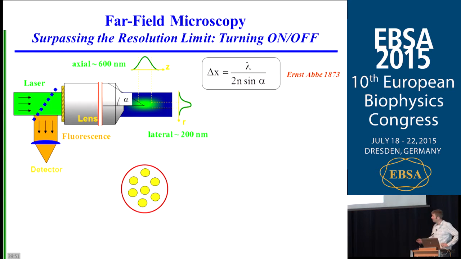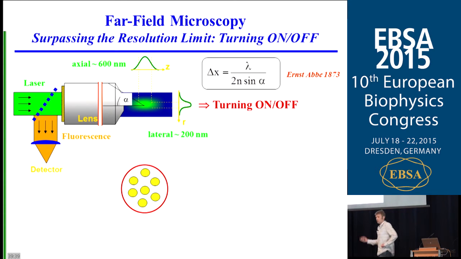How can we distinguish objects that are closer together than these 200 nanometers? Well, we can't do much about this equation because it's the physical limit and we don't want to move into UV or something like this. But we work with fluorescence and we can modulate the fluorescence. We can certainly turn it on and off.